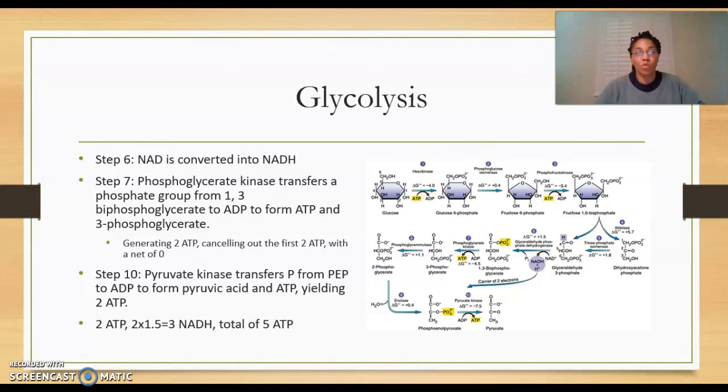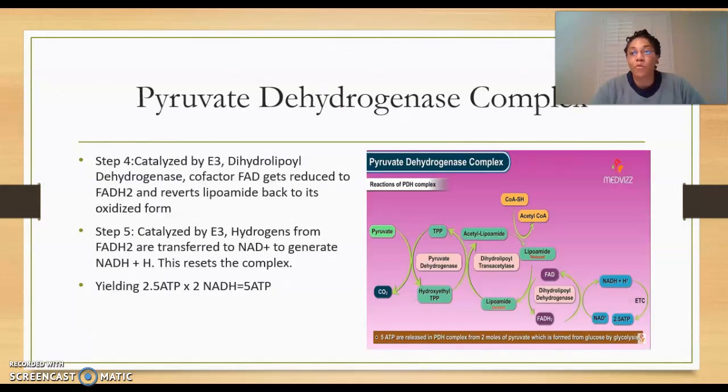So now we move on to the pyruvate dehydrogenase complex. No ATP is formed in this one. In step 4, which is catalyzed by E3, the cofactor FAD gets reduced to FADH2 and reverts lipoamide back to its oxidized form.